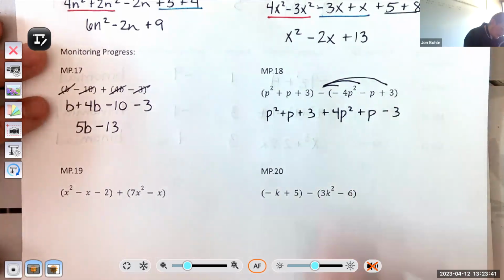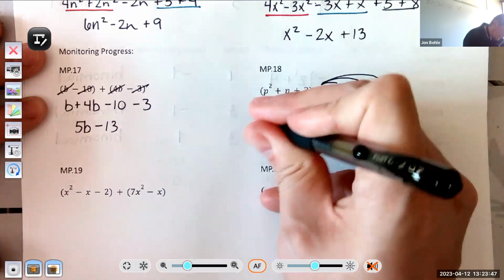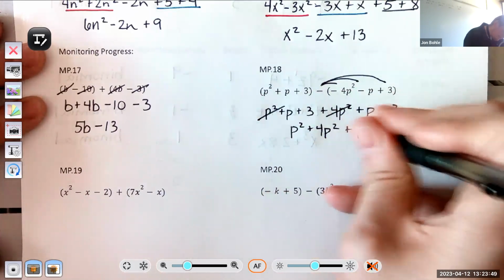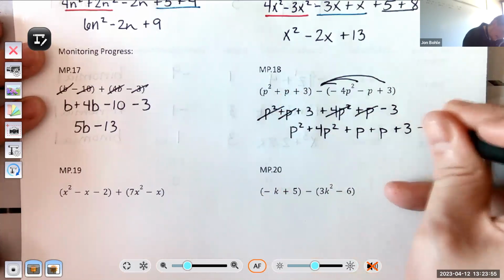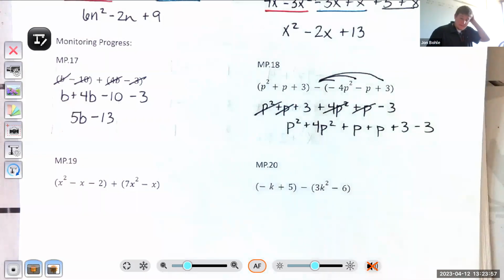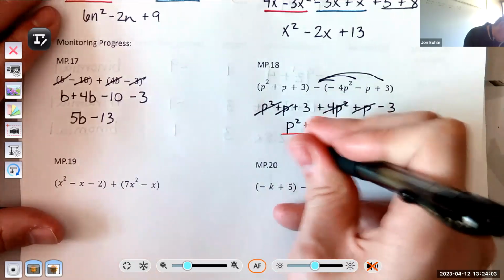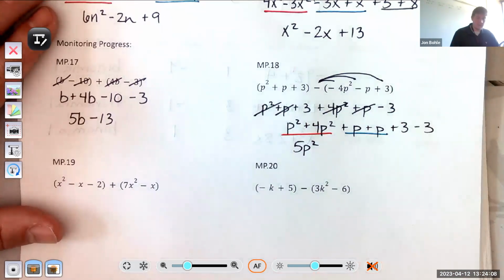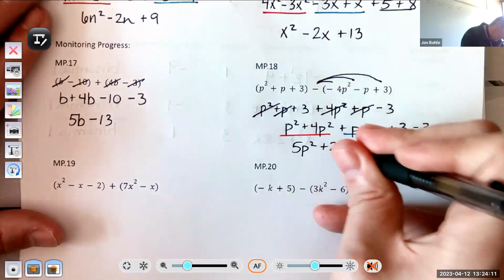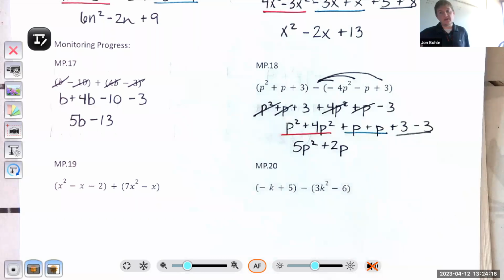Okay, then I'm going to organize. I'm going to go p squared plus 4p squared. Then p plus p. And then plus 3 and minus 3. And then I can start to combine. So p squared plus 4p squared together would be 5p squared. p plus p. 1p plus 1p would be 2p. And then +3 and -3 is 0, so I'm not going to write anything. You could write +0, but it's unnecessary.